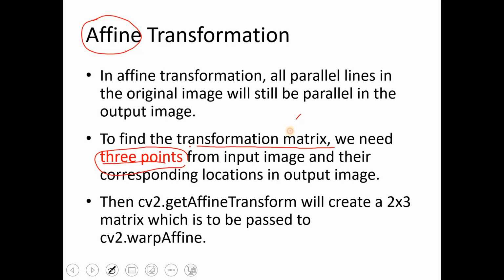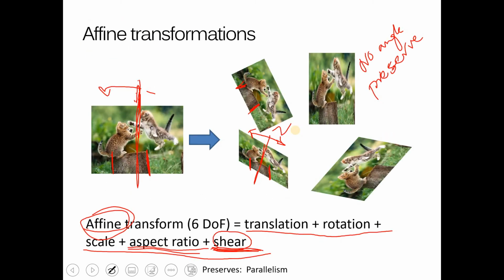And to calculate this transformation matrix, you need 3 points mapped between the input and the output. What does it mean? Let's say in your image over here, you map one location, and another location, maybe the eyes of the cat, and the third one maybe the legs of this cat. So one particular pixel or point you will map from that image to the resulting image.